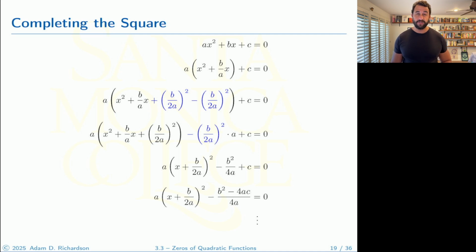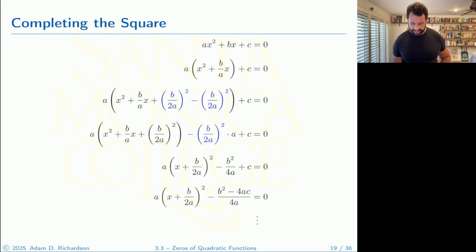So what do we need to do? We need to take this coefficient here. We need to divide it by 2, square it, and then we're going to add it and subtract it, right? That's that special number. So this divided by 2 is b over 2a. And then we need to square that. So we're going to square it, and we're going to add it and subtract it as well. So we've added 0. We haven't changed the value of the expression. It just looks a little bit messy, but that's okay.